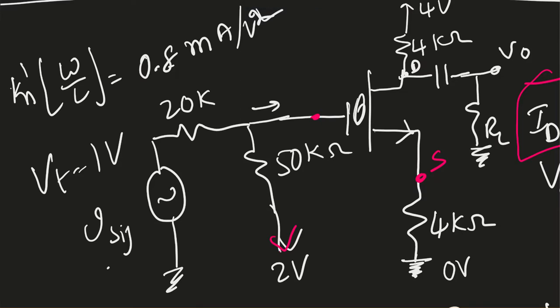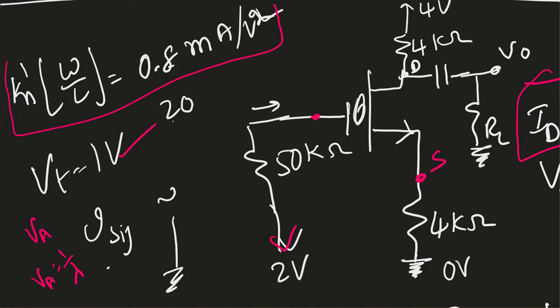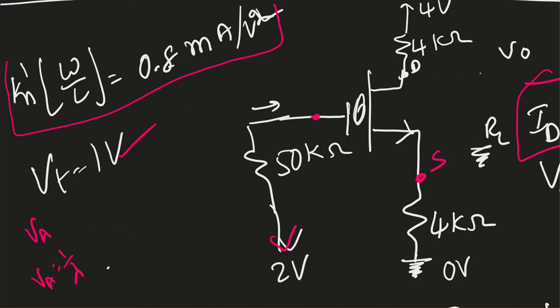Definitely you will get this data: Kn prime times width over length, Vt threshold voltage, and Va. I believe I gave you Va too. Sometimes instead of Va you will get lambda. Va is nothing but 1 over lambda. Now we're going to do the DC analysis first. While doing DC analysis, remove all the AC sources and remove the output.